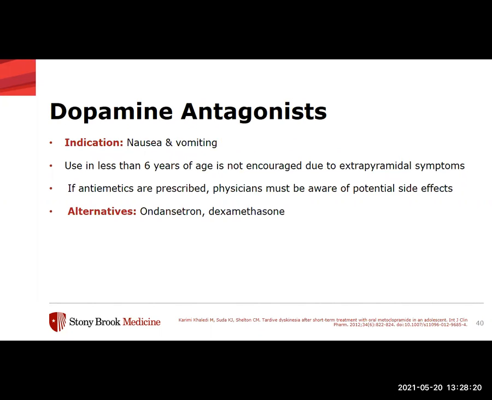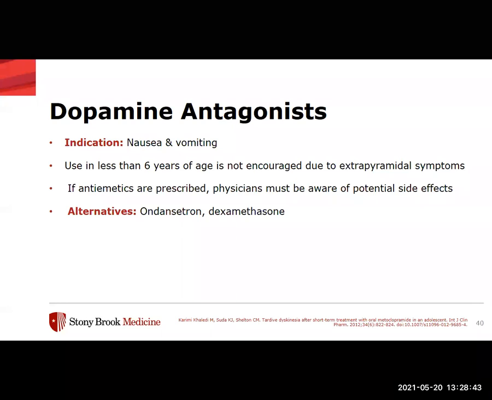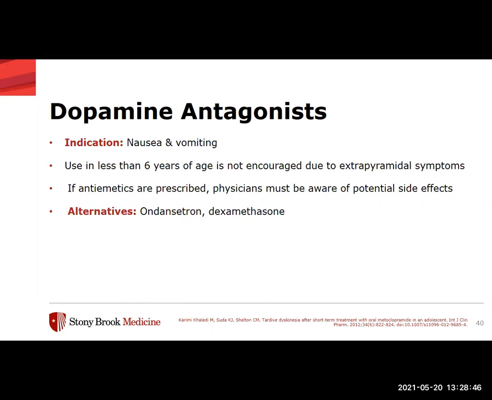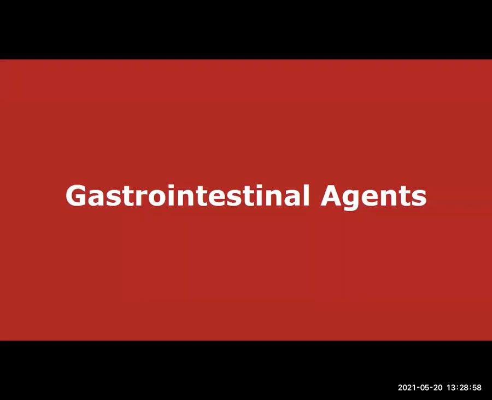So now we can summarize the dopamine antagonists as a whole. Recall that this class may be used for nausea and vomiting. However, its use in those less than 6 years of age is not encouraged due to the extrapyramidal symptoms that we spoke about, and they may mimic serious diseases. Additionally, if antiemetics are prescribed, physicians should be aware of and emphasize possible side effects with the class so that if they need to initiate treatment, they can as so needed. Finally, in terms of alternative agents for the management of nausea and vomiting in the pediatric population, ondansetron and dexamethasone may also be used.